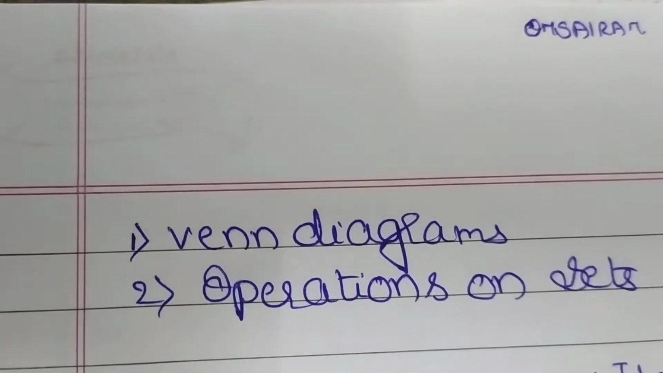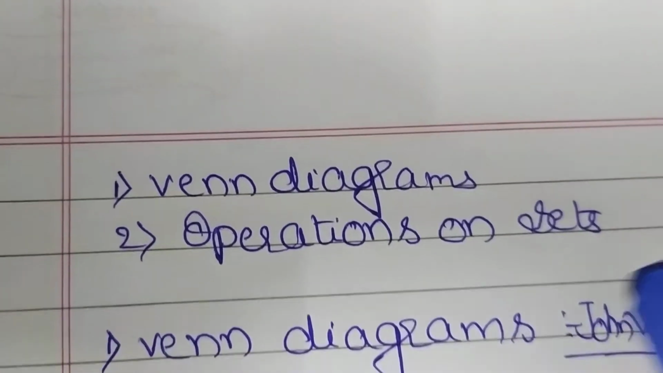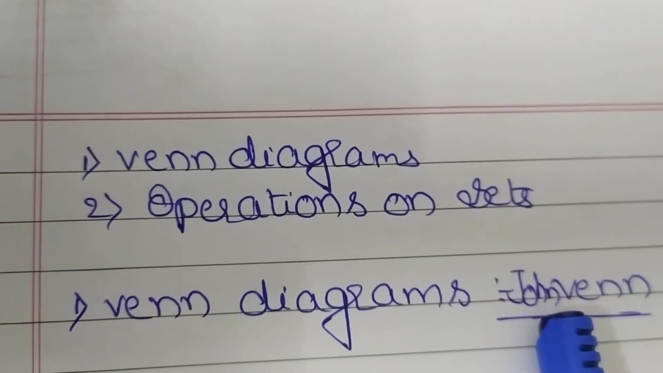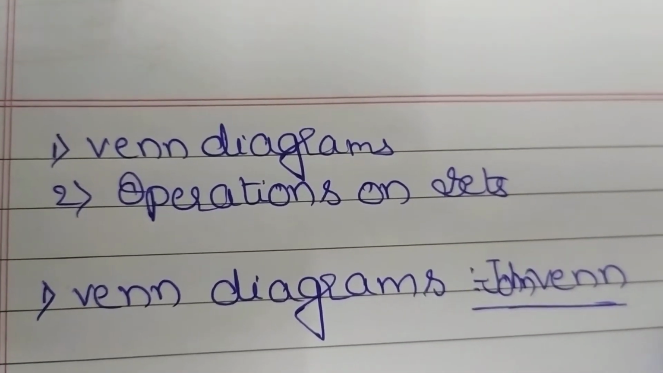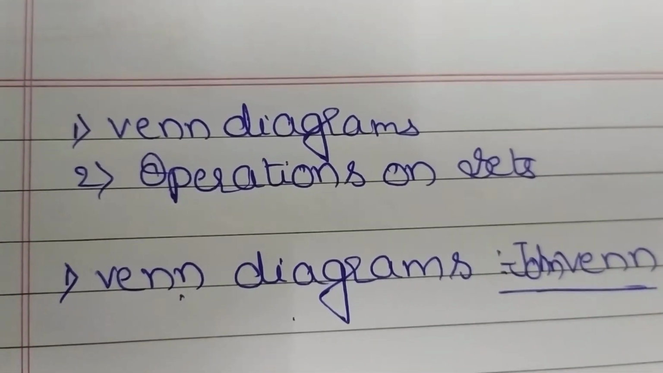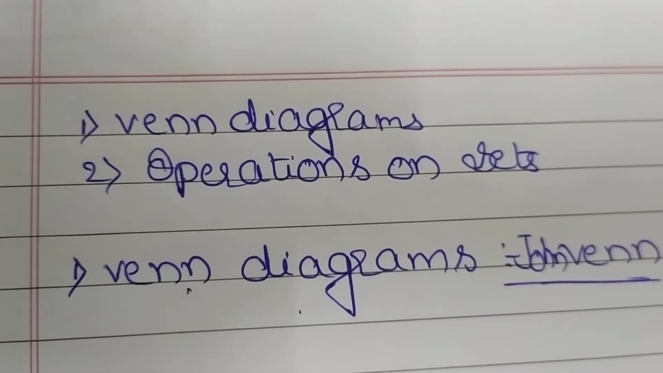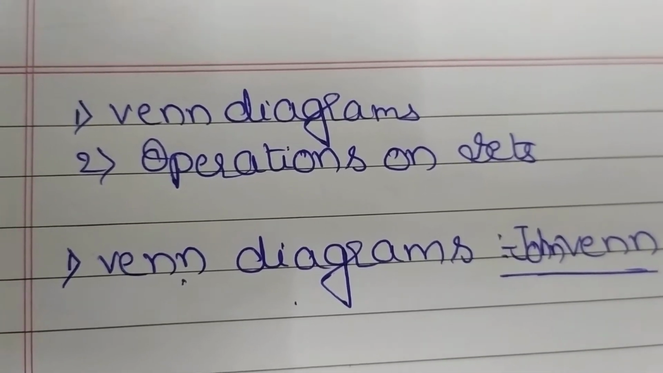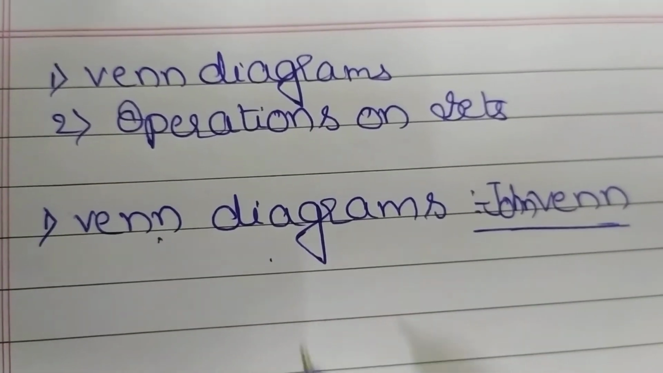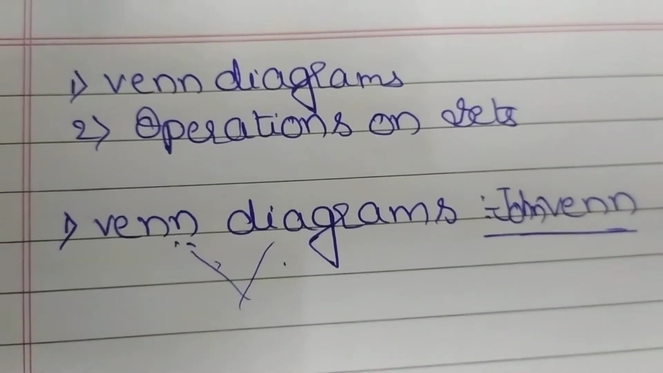Today we are going to learn about Venn diagrams and the operations on sets. Venn diagrams are named after the Englishman John Venn. They are used to represent the relationship between sets in the form of diagrams.